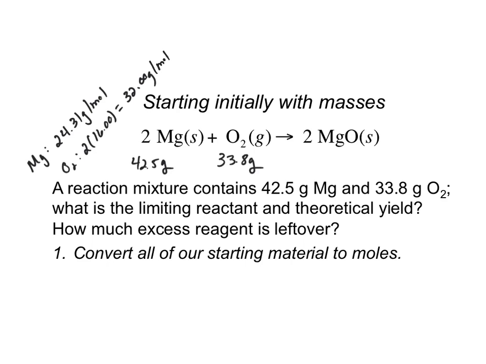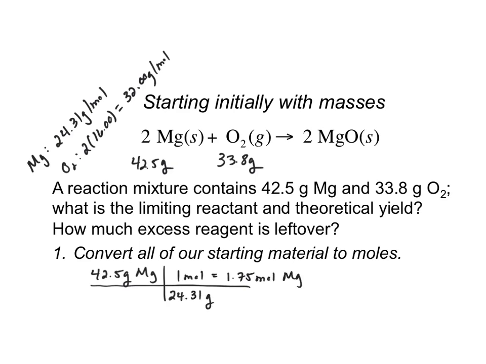I am now going to convert both of them to moles. That's my first step. So if I got my 42.5 grams of magnesium, to convert to moles, all I have to do is divide by the molar mass. So this is 24.31 grams for every 1 mole. That'll give me the number of moles of magnesium, which hopefully I have done. Yes. So this is 1.75 moles of magnesium.